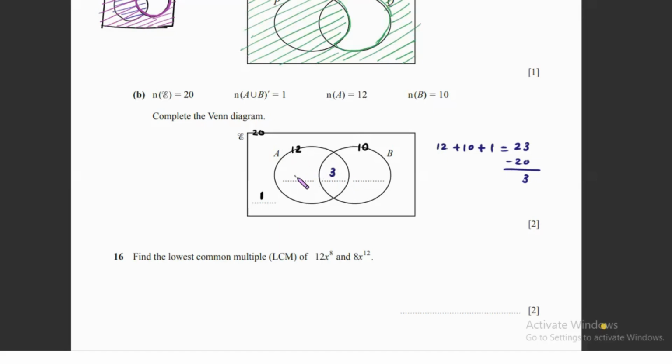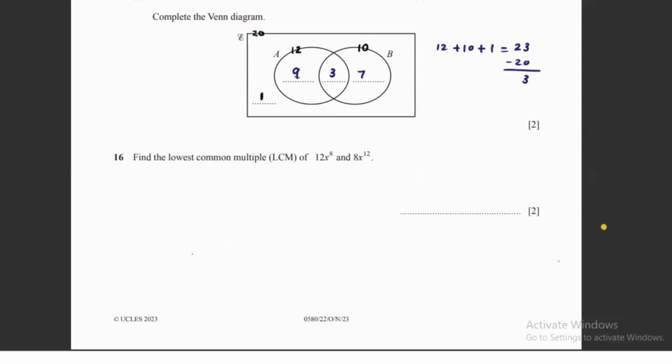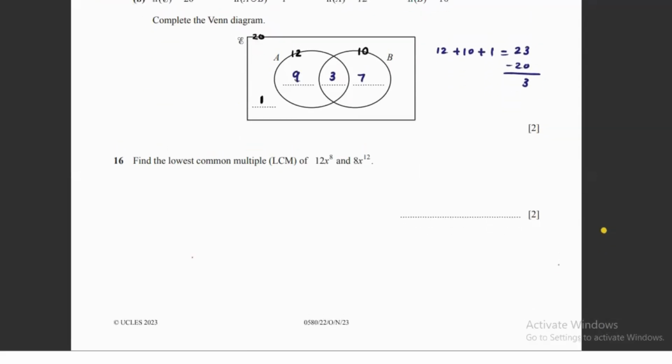Then now I can find this missing number because circle A has to make a total of 12. So if this is 3, this has to be 9. This is 3. I can find this because it should make a total of 10, which means this has to be a 7. This is how we complete the Venn diagram that is given. Let's move on to the next question that we have, which is question 16.